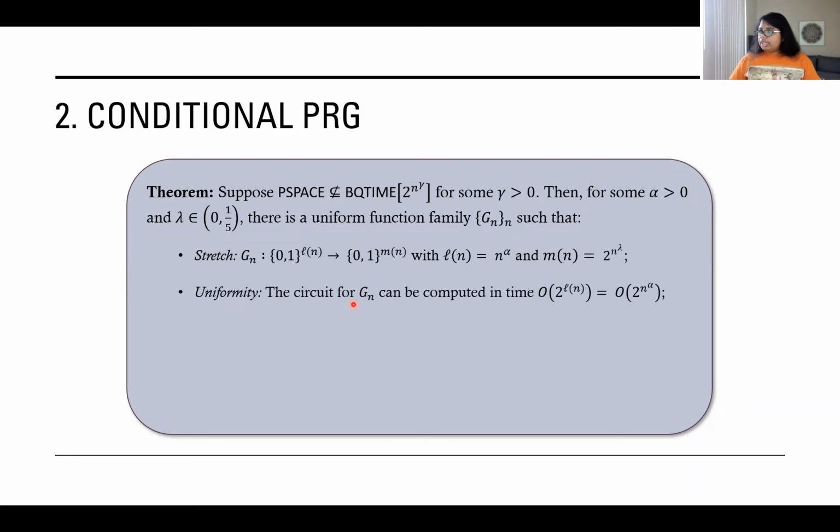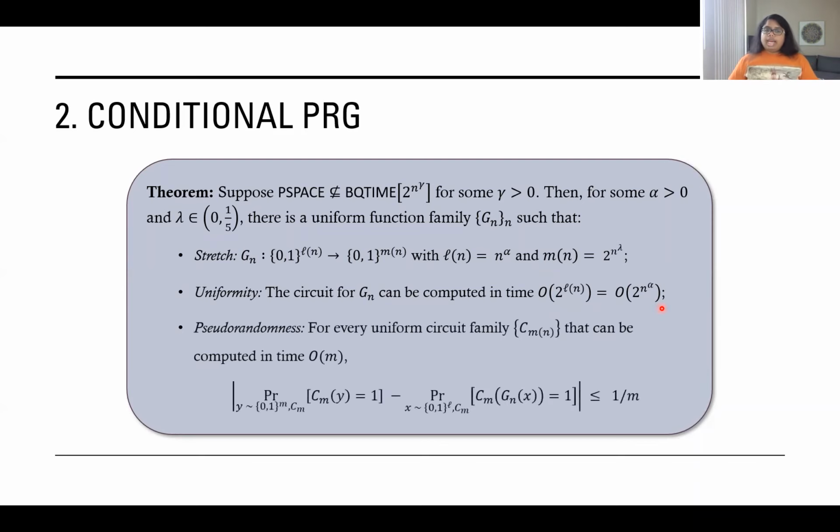So the uniformity condition essentially says that it can be efficiently computed for any input length that you care about. And it has to satisfy a pseudorandomness condition. So given any uniform circuit family, in this case this is your distinguisher, let's say, the probability that my distinguisher can take a random string and output 1, versus the probability that it outputs 1 on the output of my generator, they're not very far from each other. So this is your basic pseudorandomness condition. So now this gives you your conditional PRG.